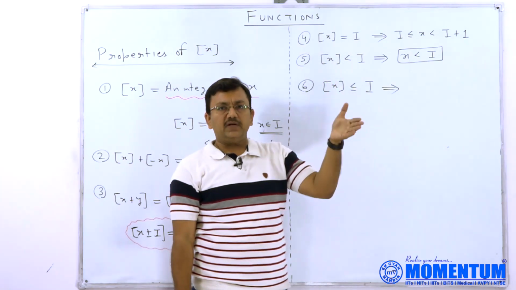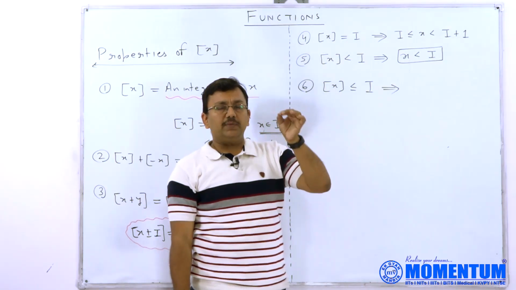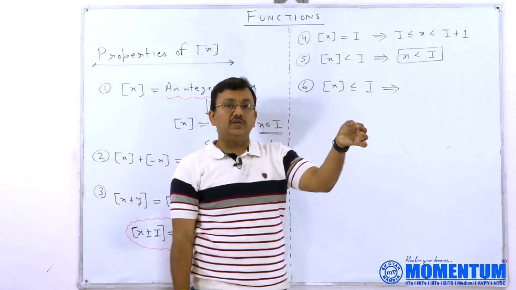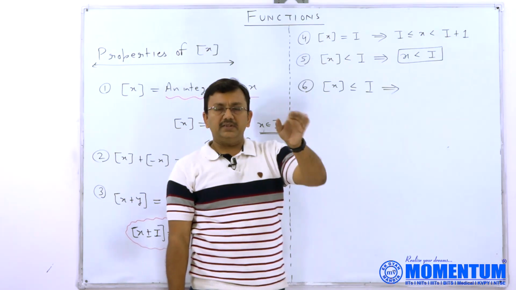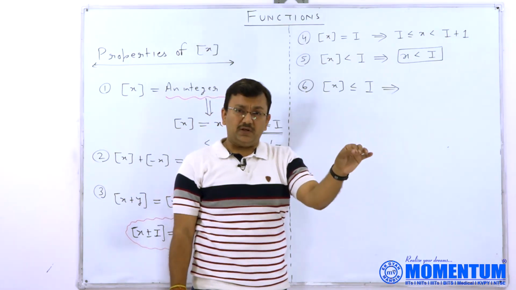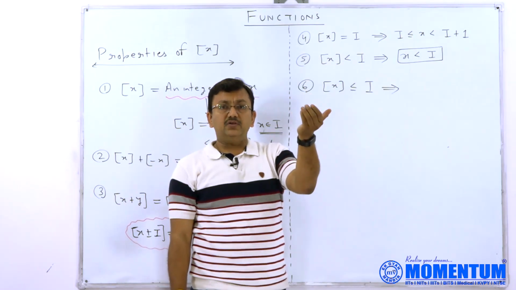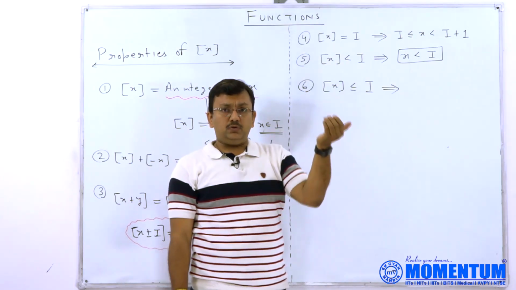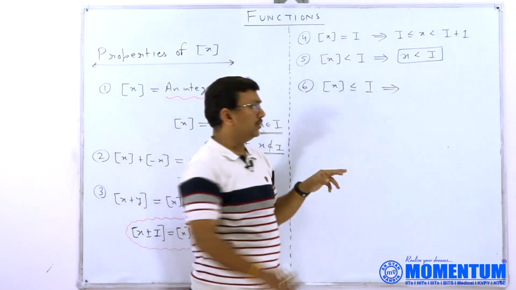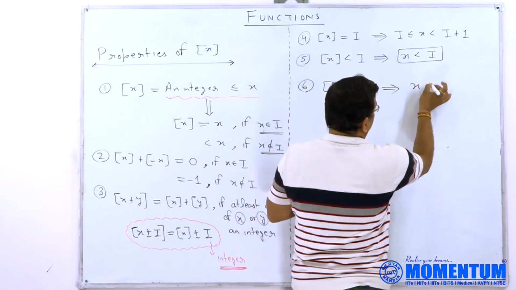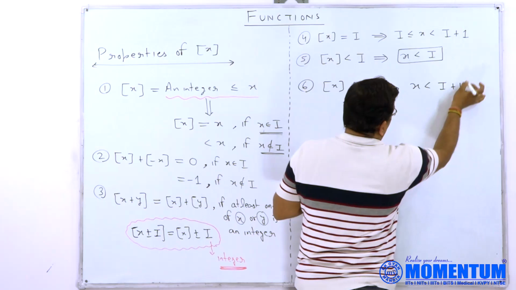Now corresponding values of x we will find. Square bracket x equal to 2. What about x? 2 to 3. Square bracket x equal to 1. What about x? 1 to 2. So we are getting the values 3 to 2, then 2 to 1, then 1 to 0 and so on. So this time I am writing x less than I plus 1.